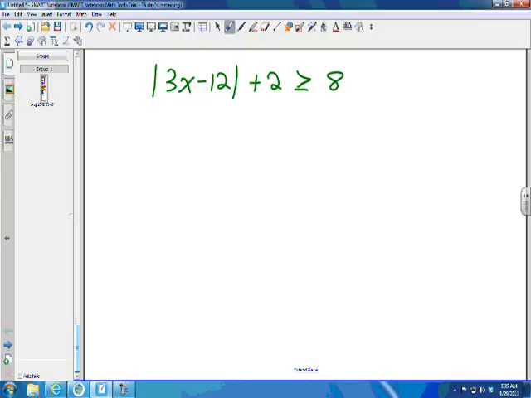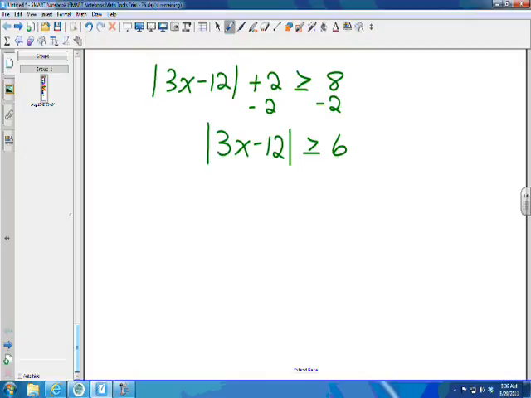First thing you want to do here is subtract this 2. So we still have absolute value. We did not split this up. We haven't done anything as far as conjunction, disjunction. All we're doing is moving the 2 over. So we still have absolute value 3x minus 12 greater than or equal to 6. Okay? So we have absolute value greater than: conjunction or disjunction? Disjunction.